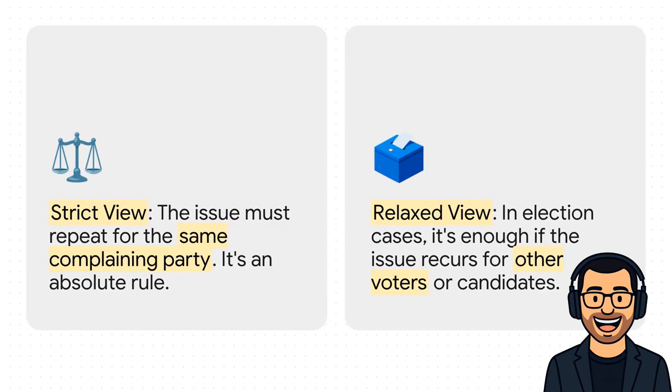You've got the strict interpretation, which says the rule is the rule. It absolutely must be the same plaintiff. But then there's a more relaxed view, one you see a lot in election law, that says, hold on, that's way too rigid. They argue that if you're that strict, a state could just keep passing an unconstitutional law over and over, knowing that no single person would ever have time to see a legal challenge all the way through.